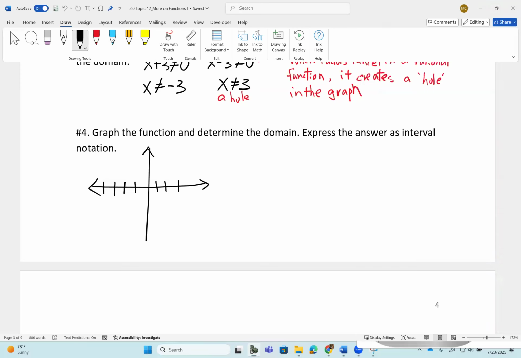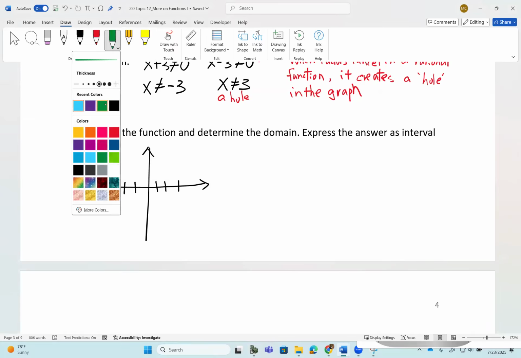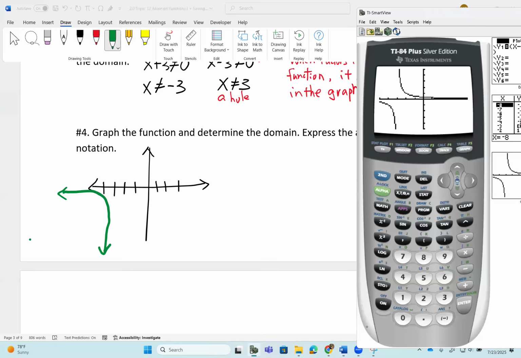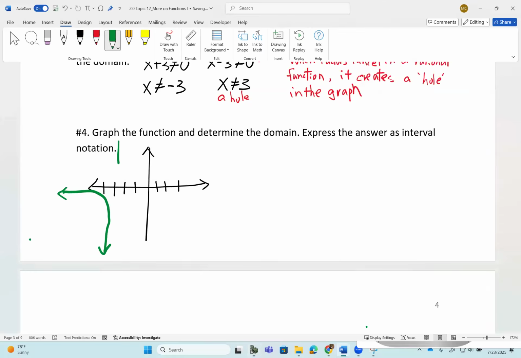So my graph, use a different color, use this one. 1, 2, 3. My function exists right here. Right? On the other side of -3, my function looks like this. And then once I reach 3, there's a hole there. And then keep going.